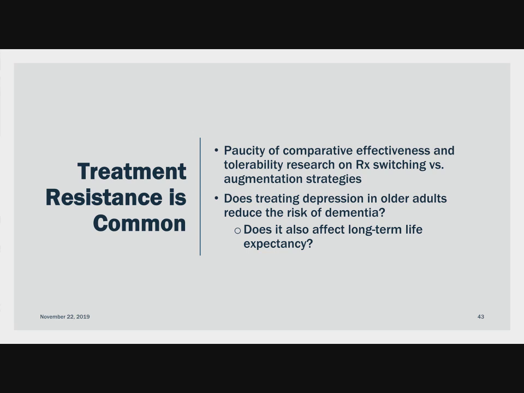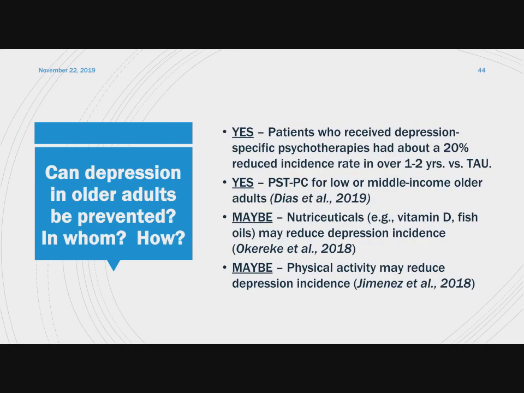We also don't know if treating depression in older adults reduces the risk of dementia. It seems likely that that would be the case, but we lack direct experimental evidence. And we would like to know more about whether treating depression effectively in old age extends life expectancy. There is some evidence that that is indeed the case. We can also ask if depression in older adults can be prevented, in whom and how.